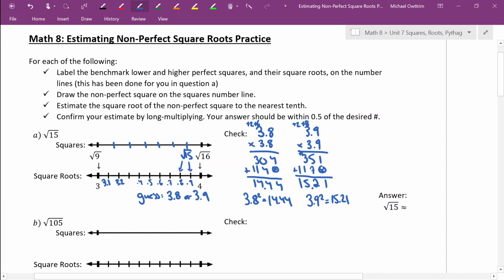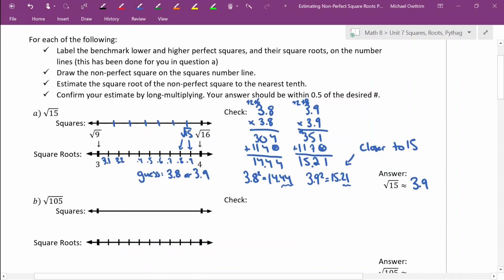So our question is, which one of these is closer to 15? Well, this one's only off by 0.21. This one's off by 0.56. So 3.9 squared is closer to 15. So our square root of 15 is approximately 3.9 is our best guess.